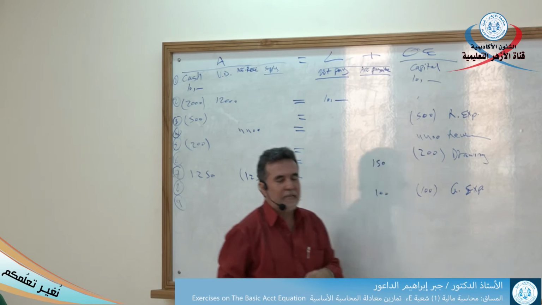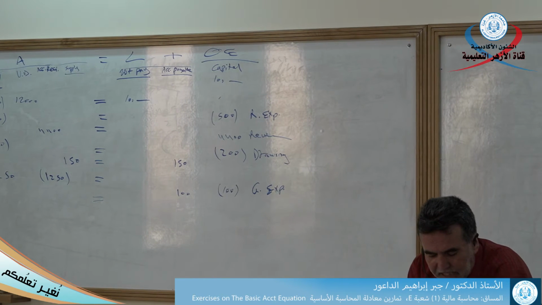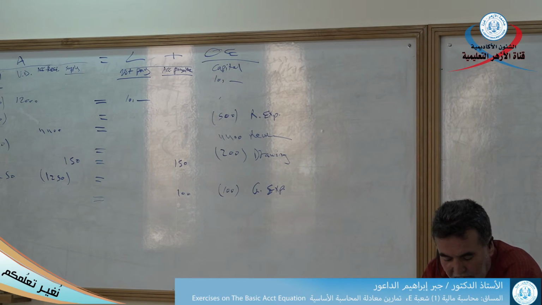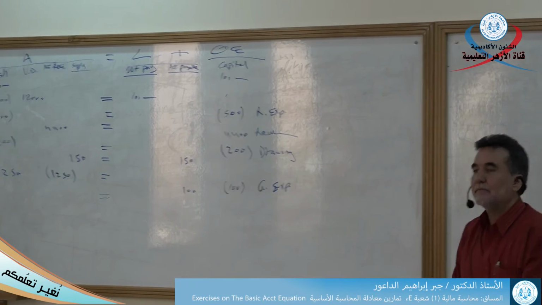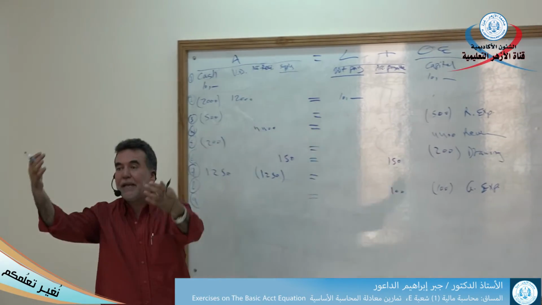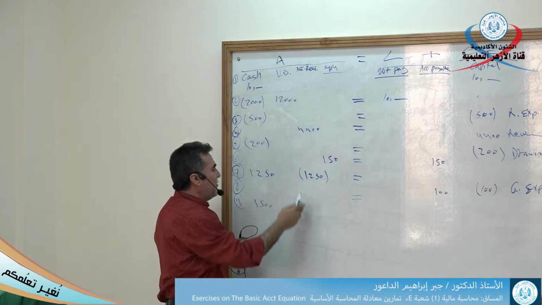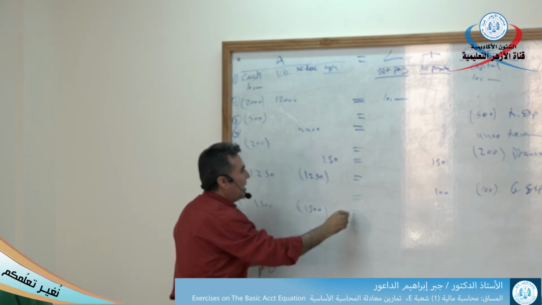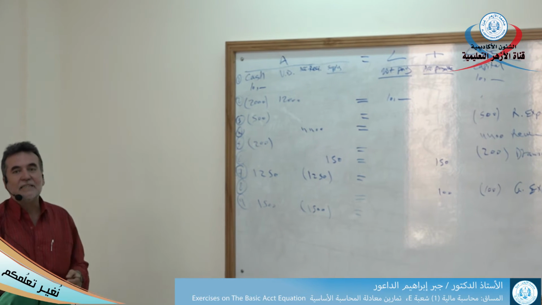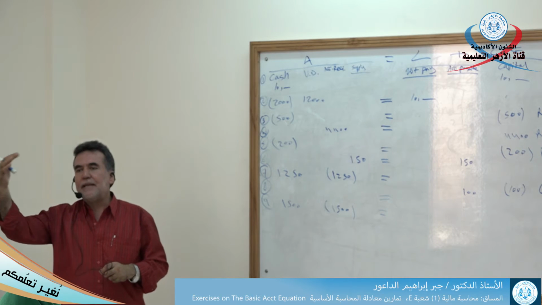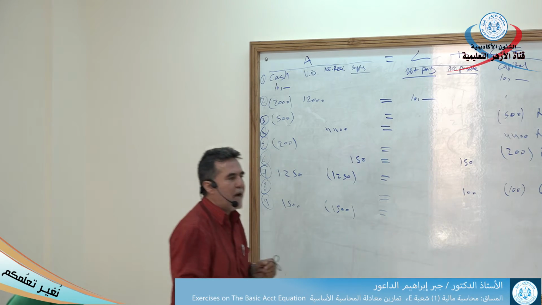Transaction number 9. Received a cash payment of 1,500 for services provided. Good. Cash will be increased. Accounts receivable, like transaction number 7. Cash will be increased and the accounts receivable will be decreased by the same amount.